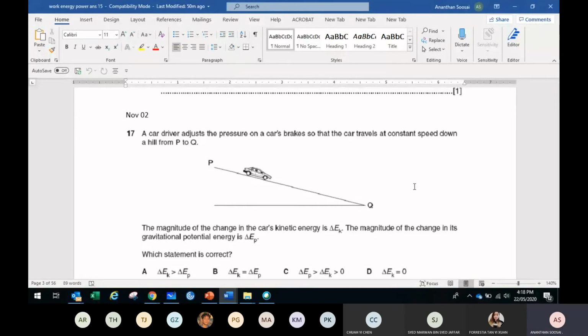A car driver adjusts the pressure on a car brake so that the car travels at a constant speed down a hill from P to Q. The magnitude of the change in the car's kinetic energy is Ek. The magnitude of the change in its gravitational potential energy is Ep. Which statement is correct?